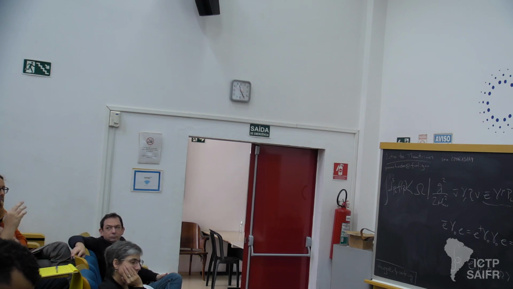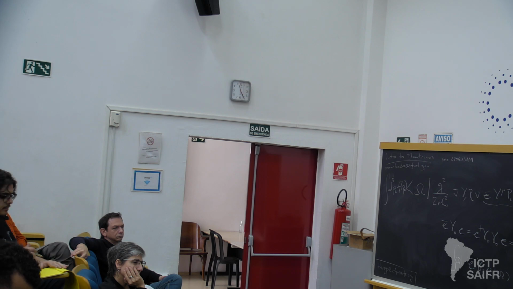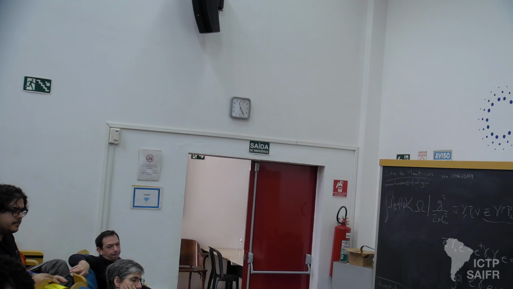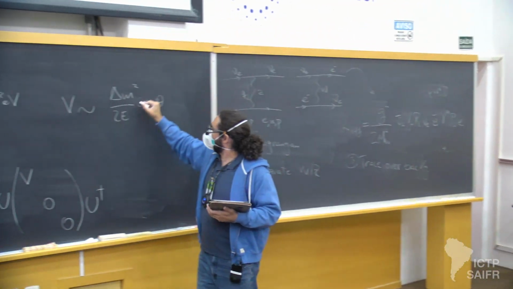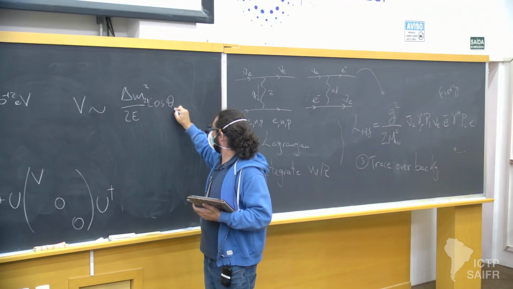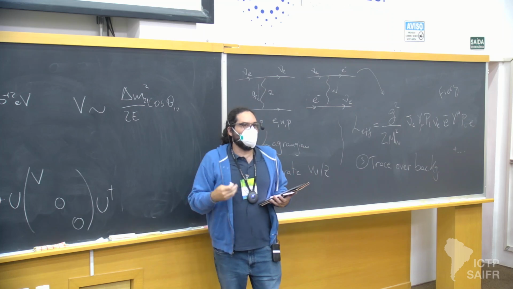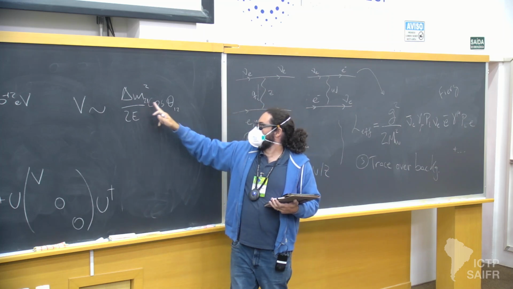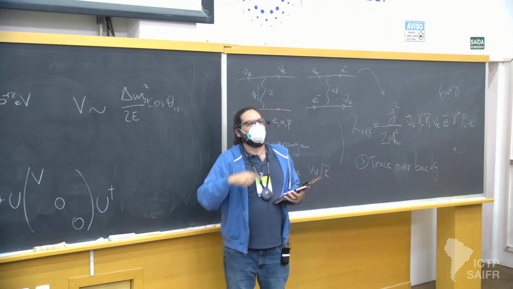So that means that your matter potential is relevant whenever it is of the same size as delta m squared over 2E. You can be a little bit more precise here, and there is always a cosine of some mixing angle that will show up. So usually, if you look for solar neutrinos, it will be the delta m squared 2 1 and theta 1 2. But if you're looking at atmospheric neutrinos, that will be 3 1 and 1 3, and so on.